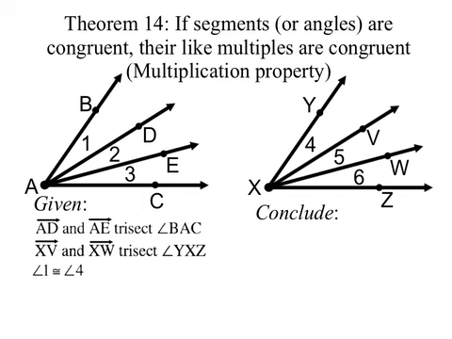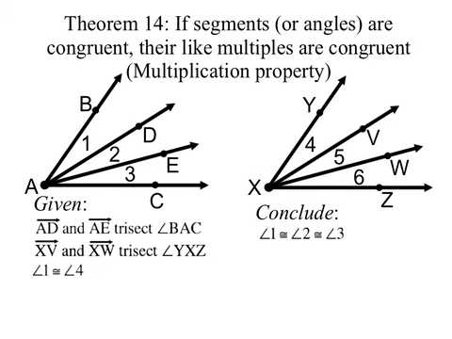The next example involves trisection of angles. So we're given two angles, angle BAC and angle YXZ, and each one is trisected by a pair of rays, giving us angles 1, 2, and 3 on the left and angles 4, 5, and 6 on the right. We're also given that angle 1 is congruent to angle 4.